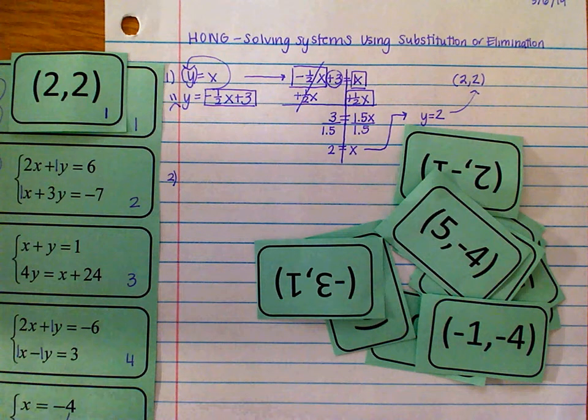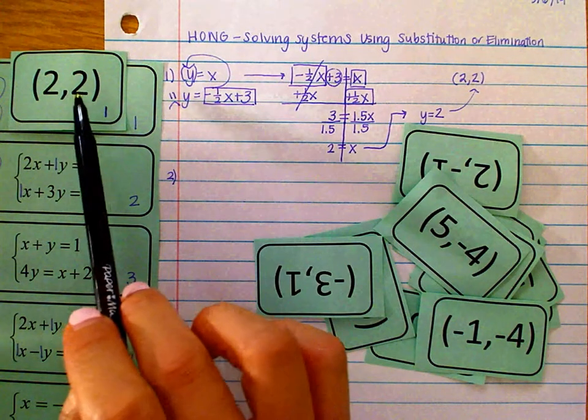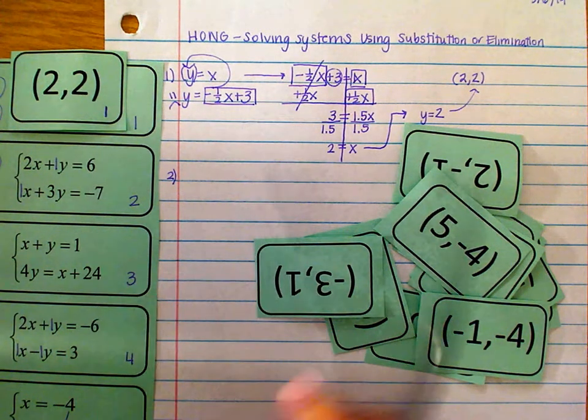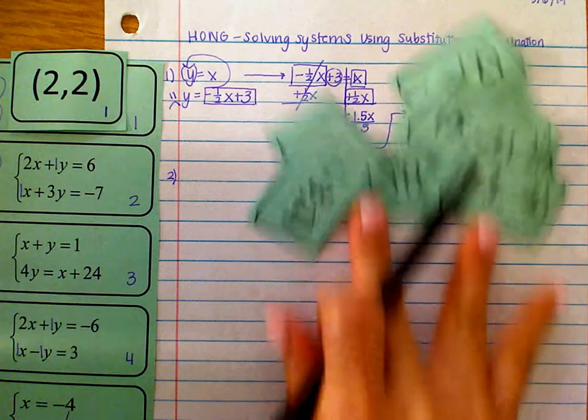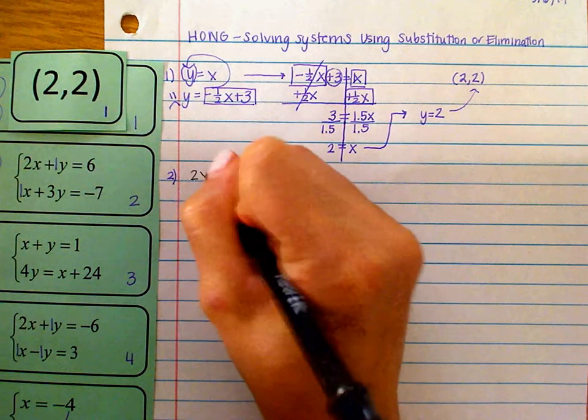Hey guys, we're going to go over the homework together. We did number 1 in class together and the answer was 2 comma 2. And now we need to do the other equations. Remember, this is a classwork grade, so these are worth 20 points each. Let's go ahead and do number 2.